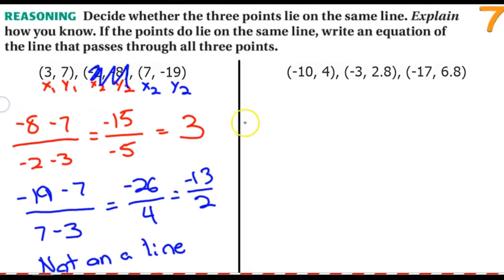Alright, pause the video and try this next one. See if you can figure out whether these 3 points are on the same line. Remember, if they are on the same line, they'll have the same slopes, all 3 of them.